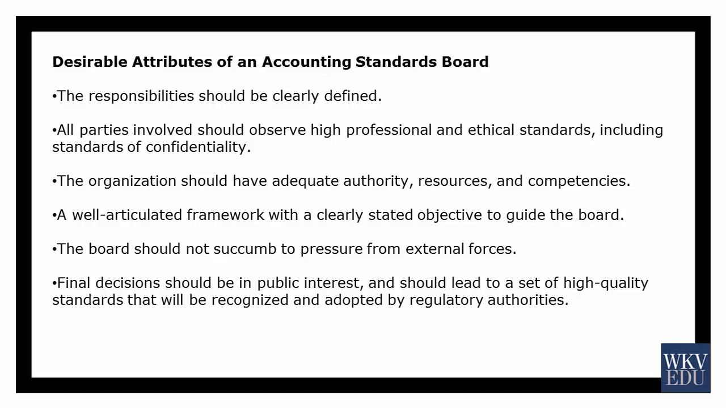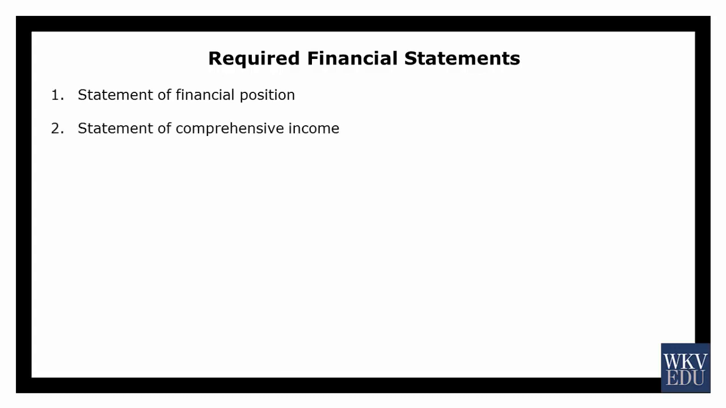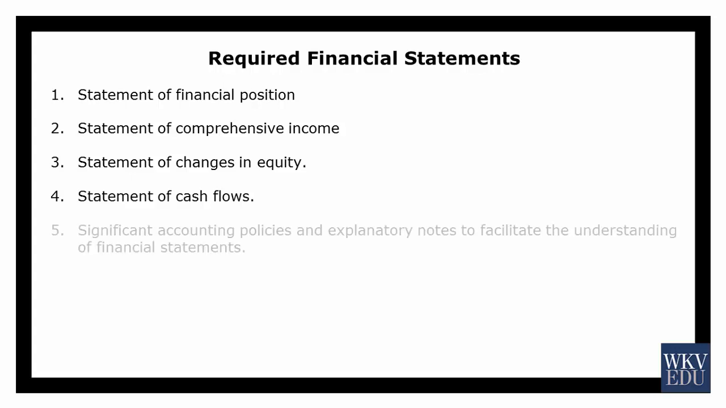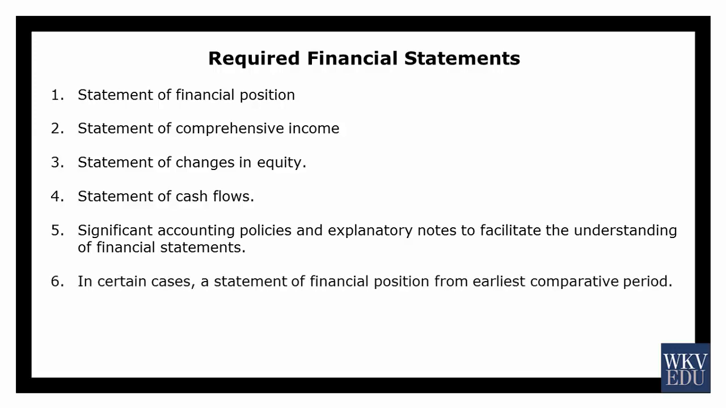The two main accounting standard boards are the IASB, which propagates the IFRS, and the FASB, which propagates the US GAAP. The required financial statements, as I've already discussed, include the statement of financial position or balance sheet, the income statement, the statement of changes in owner's equity, the cash flow statement, the notes to accounts, management's discussion and analysis, and in some cases, a comparative statement of financial position.